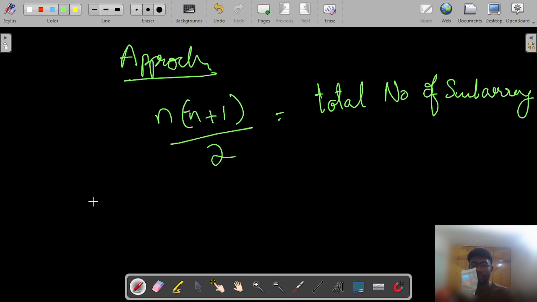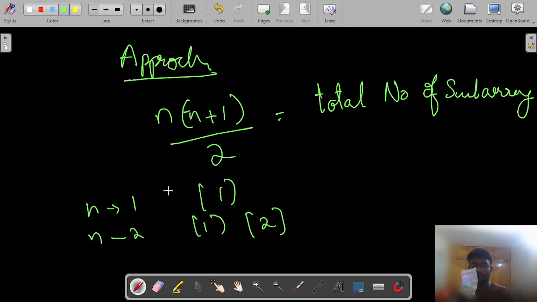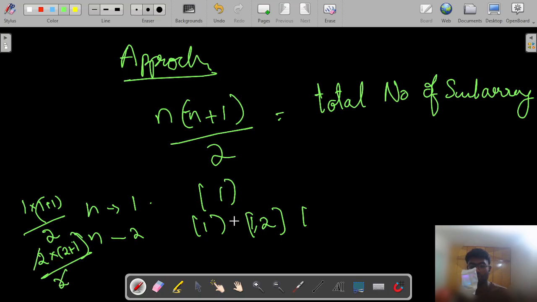So let's take some examples. Let's say we consider how n is. So for n equals 1 we get only one valid subarray. For n equals 2 we get 1 and 2, and these are the two possible subarrays, and 1 comma 2. So let's use this formula and see if this really works. So 1 into 1 plus 1 by 2 is 1. So 2 into 2 plus 1 by 2 is giving us 3, but we are only having 2 subarrays here, right?